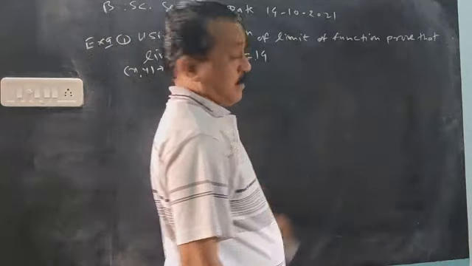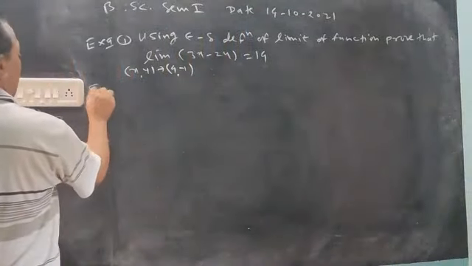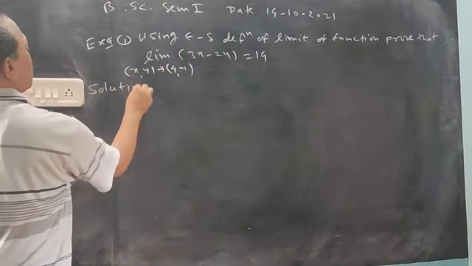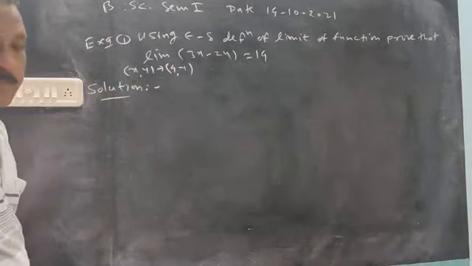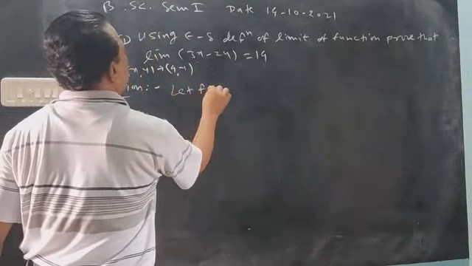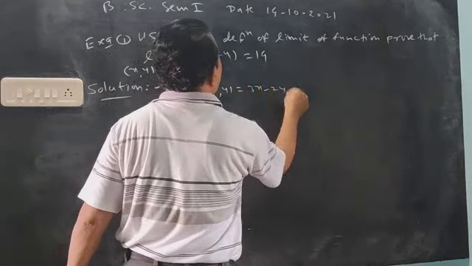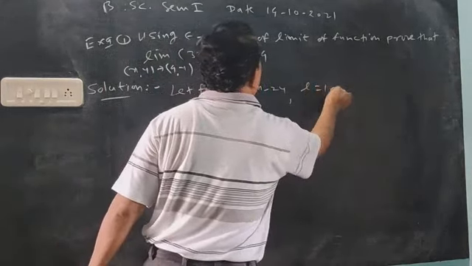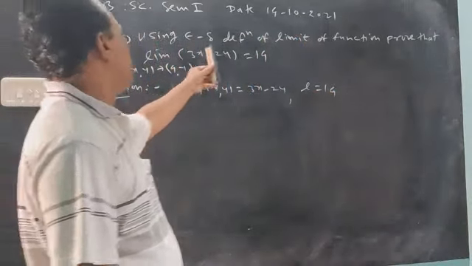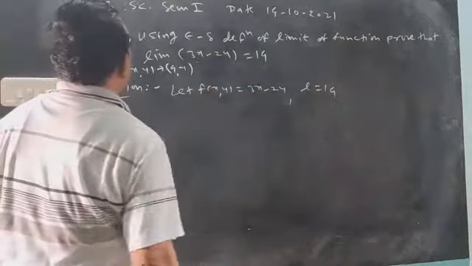You have to verify this limit from the definition. So this big question, 6 mark question, is verification. So this is the function. Let f(x, y), the function here, be 3x minus 2y. The limit is 14. The limit of this function is 14. So this is the function and this is the point.